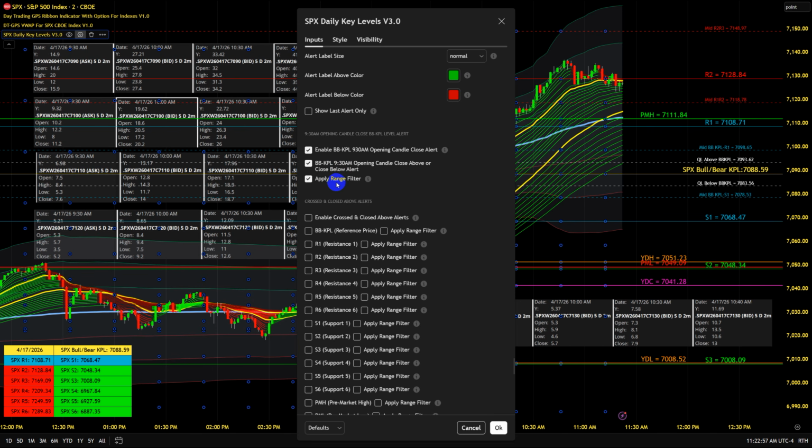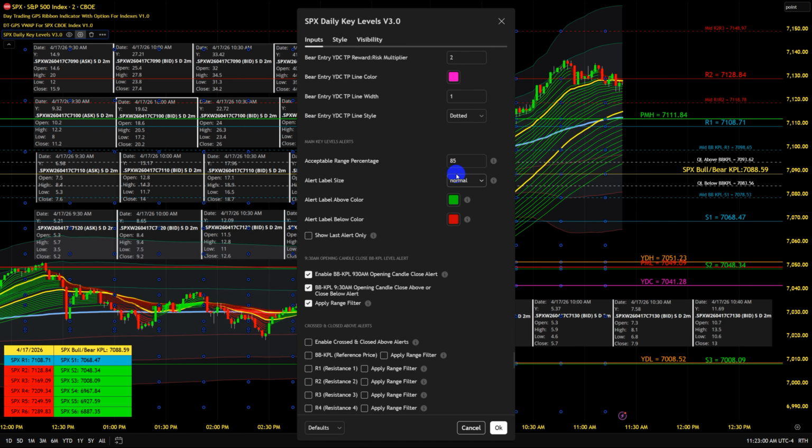That also comes with a range filter you can apply, which you should apply. The default is 85%. You should leave it at that percentage or make it less if you want. The reason it's at this percentage is this is the maximum percentage it can be for a bullish or bearish trade off of the bull bear key price level for the close of the candle to be within the acceptable range considering the risk reward parameters on that opening trade off of the bull bear key price level.